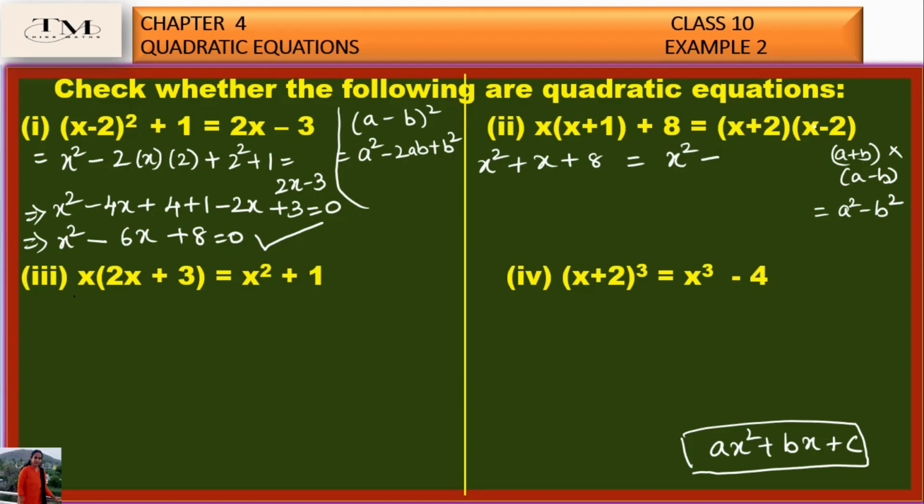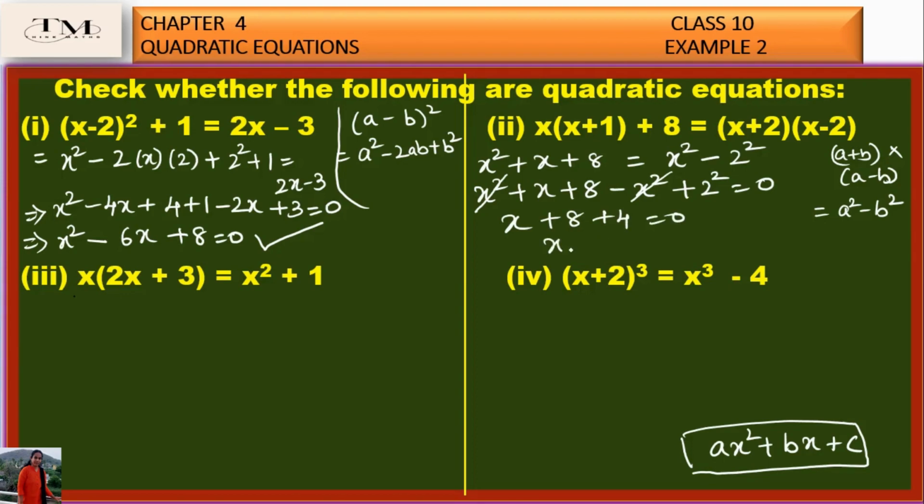A plus b, a minus b. So b is 2. So 2 square. So x square plus x plus 8. So here it is plus x square, so it will become minus x square. This is minus 2 square, will become plus 2 square, which is equal to 0. So what will happen? The x square term, plus x square minus x square, will get cancelled. So the x term, x plus 8 and this plus 2 square is 4. So we will get x plus 12 equal to 0.